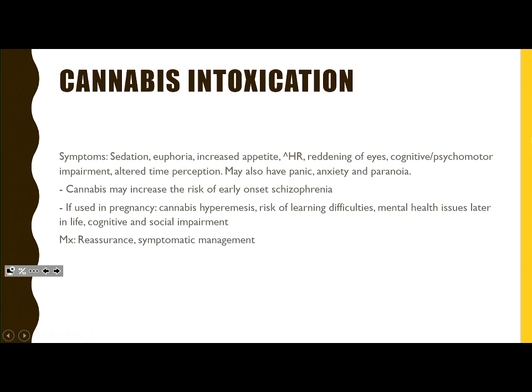If it's used in pregnancy, sort of buzzwordy, cannabis hyperemesis can cause, and then difficulties for the child once they're born later on in life. There's not a treatment for this, it's just reassurance and symptomatic management.